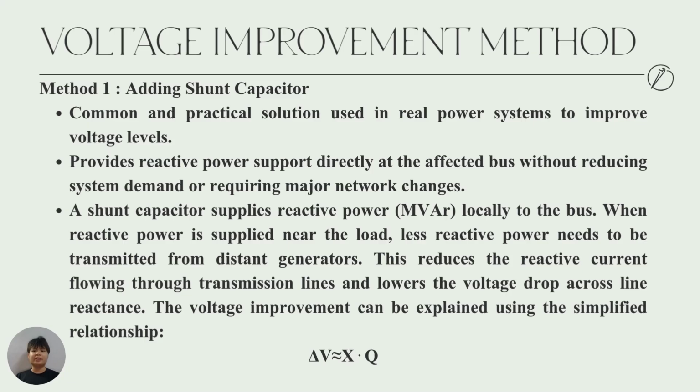So we are selecting bus 14 as the weak bus for the voltage improvement analysis because it has the lowest voltage magnitude. So now I'll be presenting the methods. For method 1, we're choosing the method which is adding a shunt capacitor.